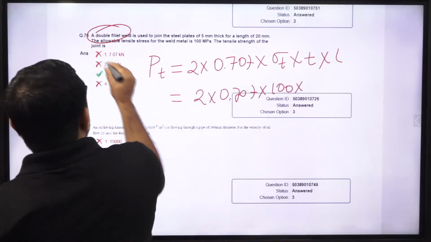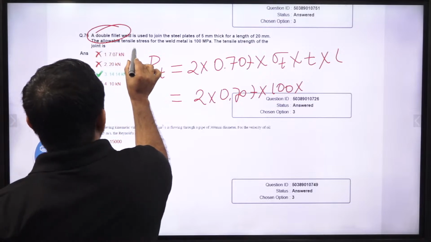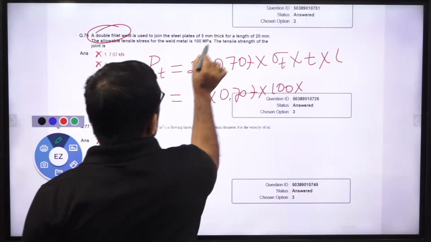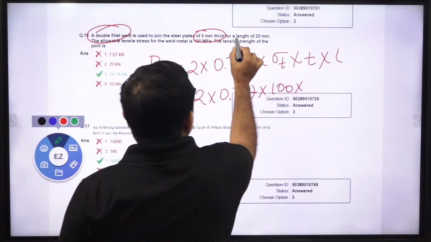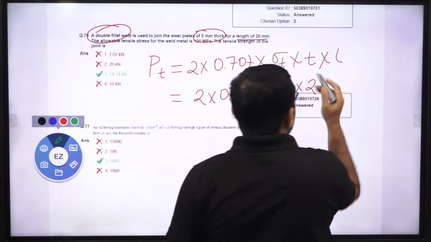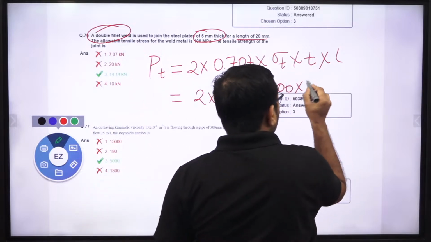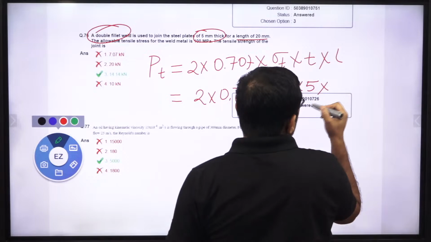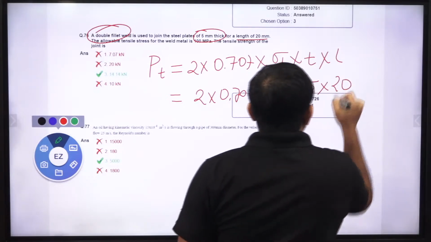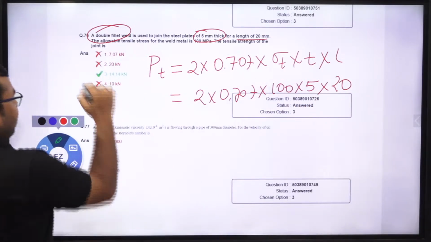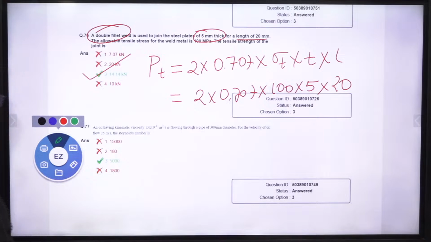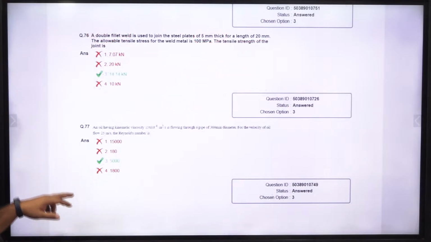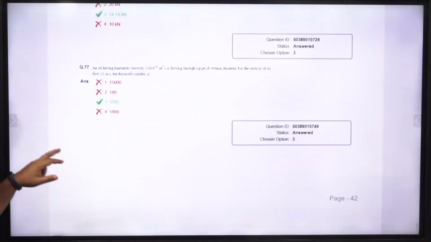Let's see. The double fillet weld is used to join the steel plates of 5 mm thickness of length 20 mm. So thickness is 5 mm. This is called throat height and the length is 20 mm. So if you multiply this, then definitely you will get 14.14 kilonewton. Yes or no? Okay. So let's see another question.